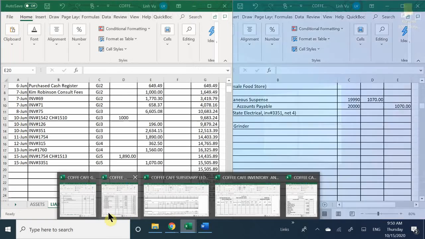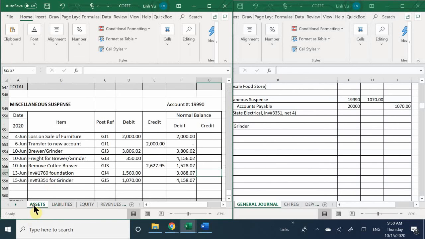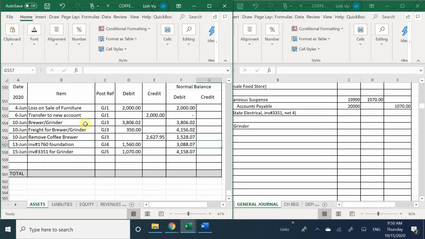Correct, because we're essentially, if we look at our ledger right now, under miscellaneous suspense, we have the coffee grinder right here, right? We purchased it for the total of 1528, because we removed the coffee brewer. So now our coffee grinder is a total of 1528. We've entered in our foundation, so we've increased it by 1560. And we also just recently plugged in our electrical work. So now my grand total for the entire cost of my coffee grinder is going to be $4,158.07.